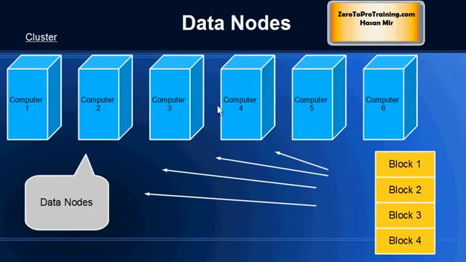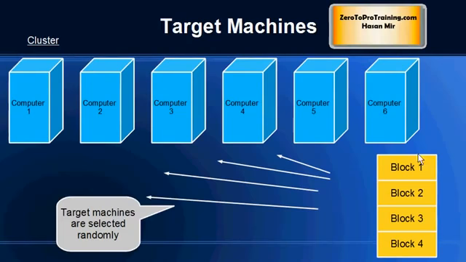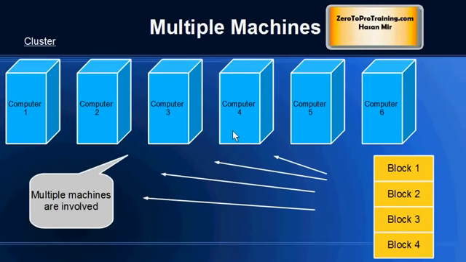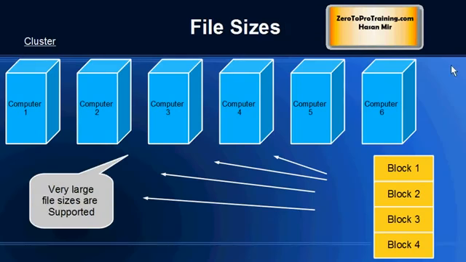In this context, each computer in a cluster is called a data node. On which computer each block will go to, that would be a target computer, and target machines are selected randomly by the Hadoop software. So when you store a file using Hadoop file system, multiple computers are playing a role in storing that file, and this results in a big advantage. Very large file sizes could be stored using Hadoop.